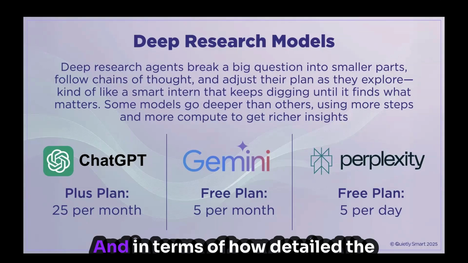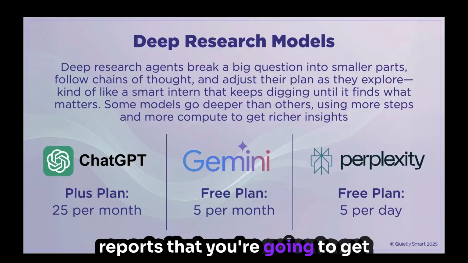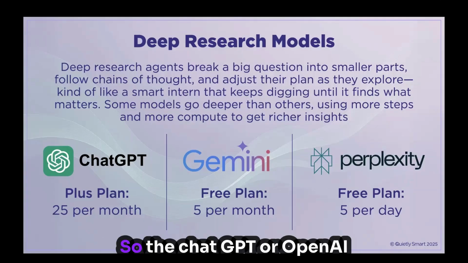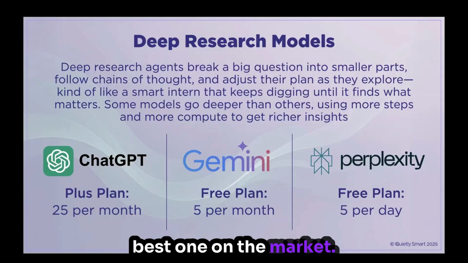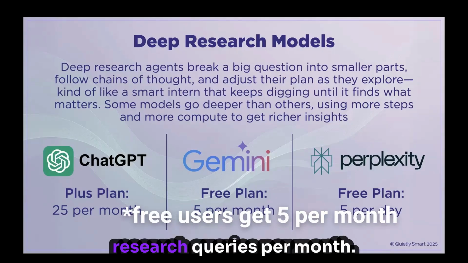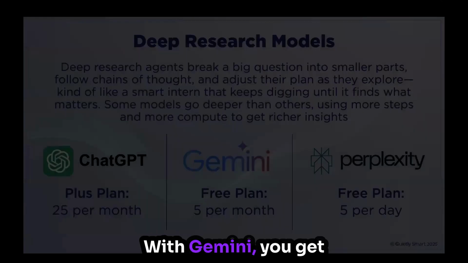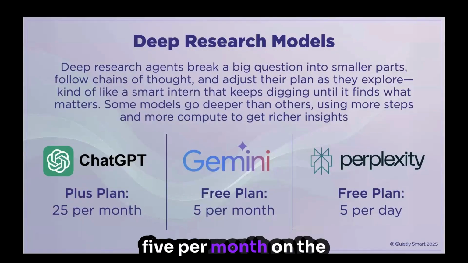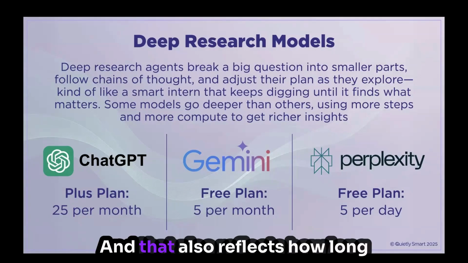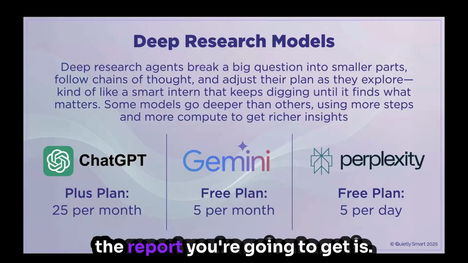Really smart. And in terms of how detailed the reports that you're going to get are, that's where the complexity of the model is really important. So the ChatGPT or OpenAI Deep Research model is the best one on the market, and it's also the most expensive one. So with ChatGPT, you need the Plus plan, and you get 25 research queries per month. With Gemini, you get 5 per month on the free plan, and with Perplexity, you get 5 per day on the free plan. And that also reflects how long the report you're going to get is.